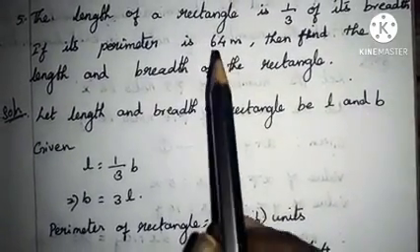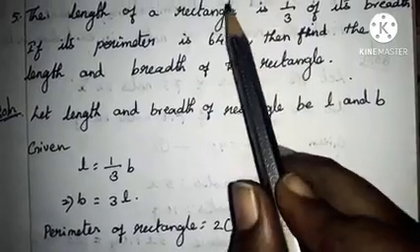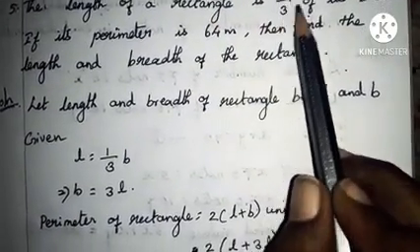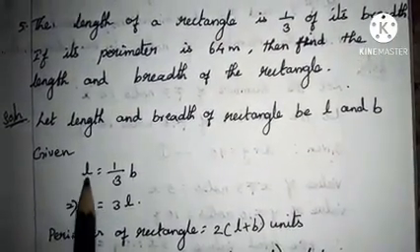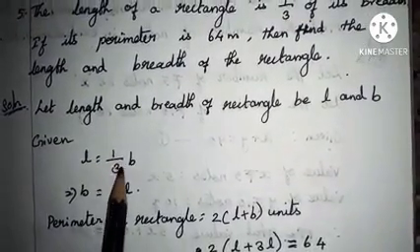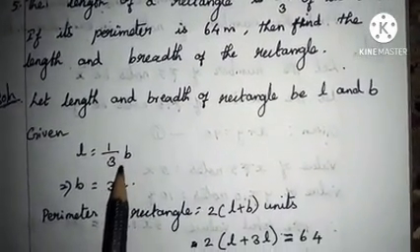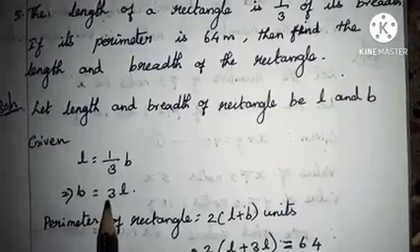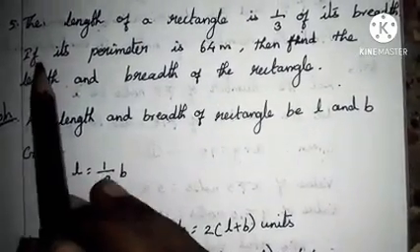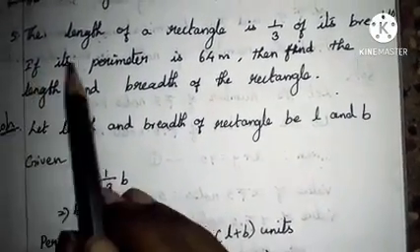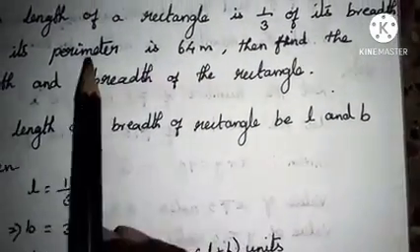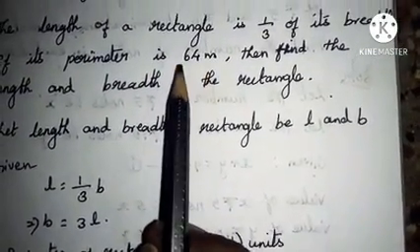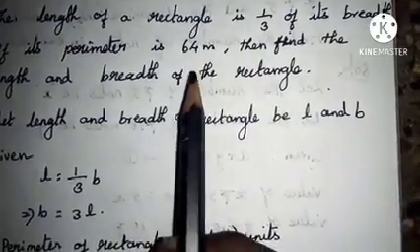The first statement given is, the length of a rectangle is 1 by 3 of its breadth. That is L is equal to 1 by 3 into B. From this we can get breadth is equal to 3 times L. And the second statement given is, its perimeter is 64. Using this 64, we are going to find out the length and breadth.